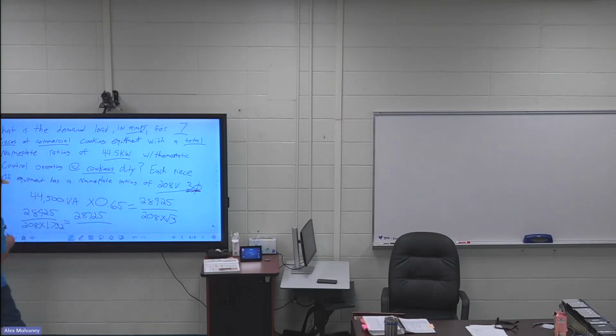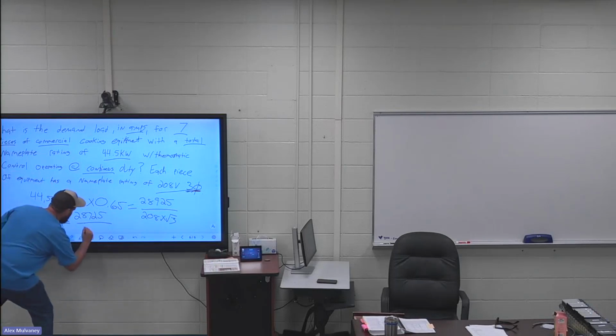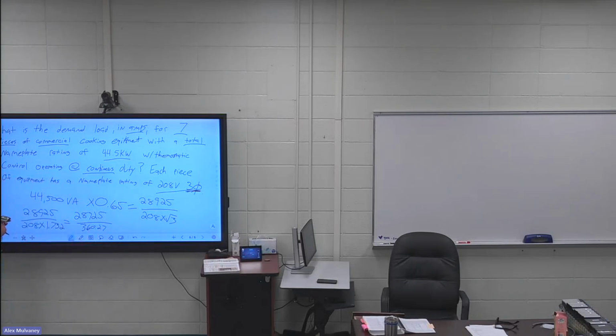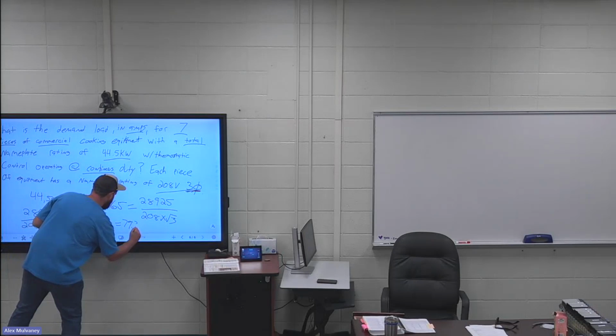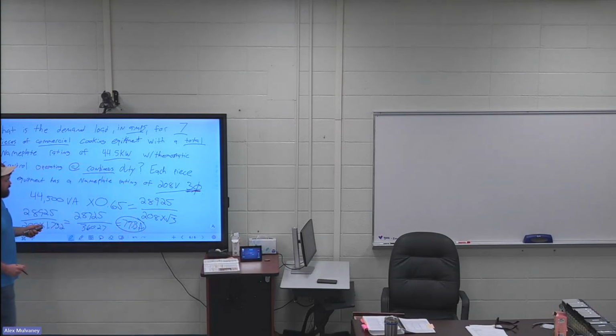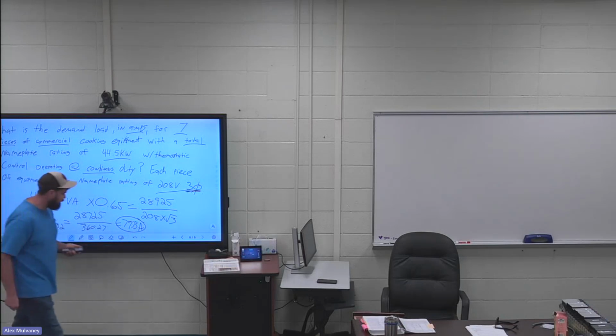28,925 divided by 360.27. 28,925 divided by 360.27 is 79.73 amps. I know that was close, but we were off by just a little bit.